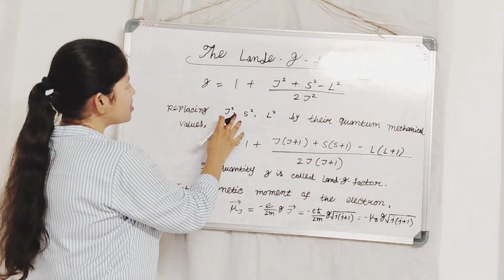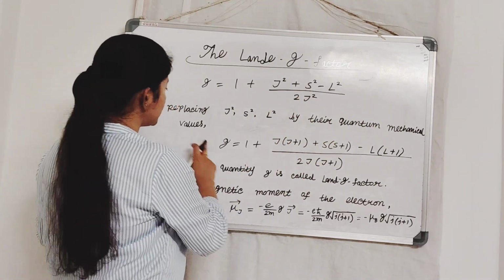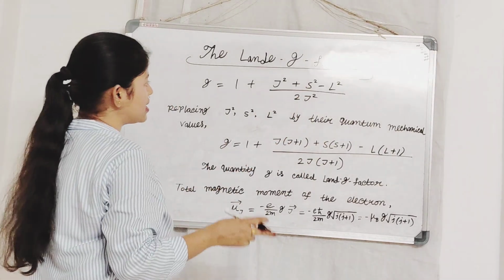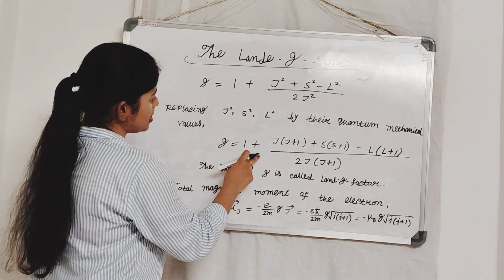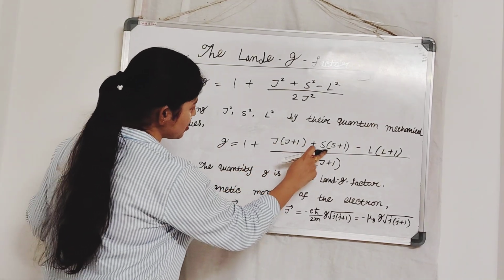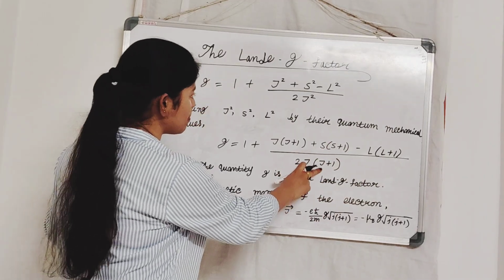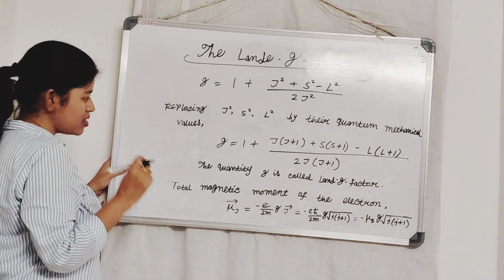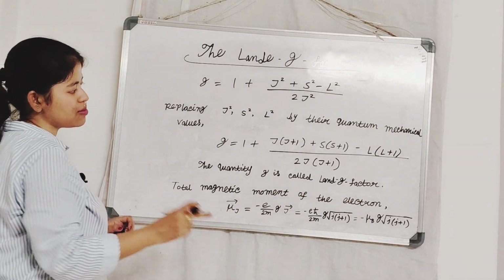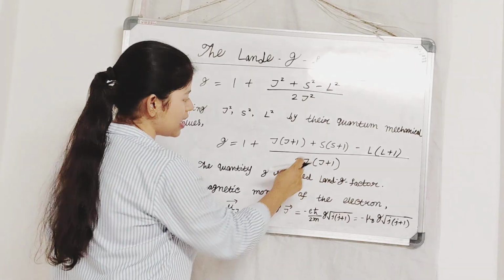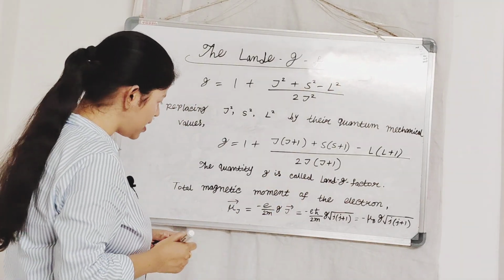Now replacing this J square, S square and L square by their quantum mechanical values, we'll get the expression of g in this way, that g equals 1 plus J into J plus 1 plus S into S plus 1 minus L into L plus 1 by 2J into J plus 1. This quantity g is called the Lande factor, and its value will depend on the values of J, L and S, and it is different for different J, L and S values.